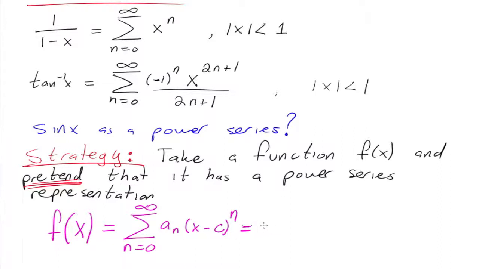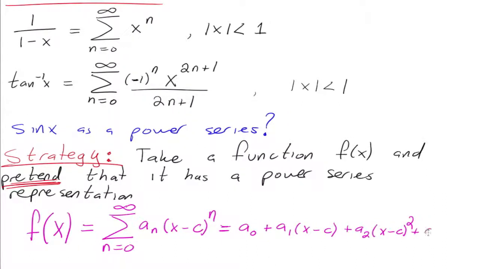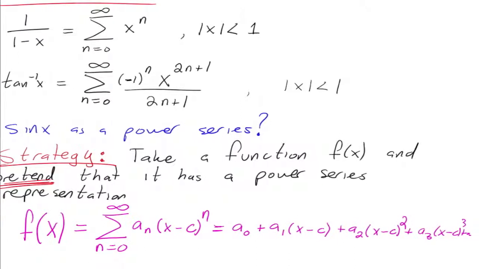This will help us make sense out of this. Let's start writing out some of these terms. This is equal to, the first term would be a sub 0, plus a sub 1 times x minus c, plus a sub 2 times x minus c squared, plus a sub 3 times x minus c cubed, plus dot dot dot. So that's enough. So again, we take a function and we pretend it has a power series representation.